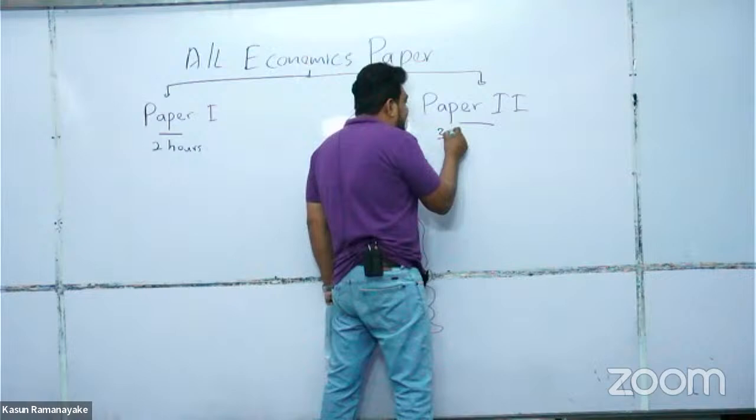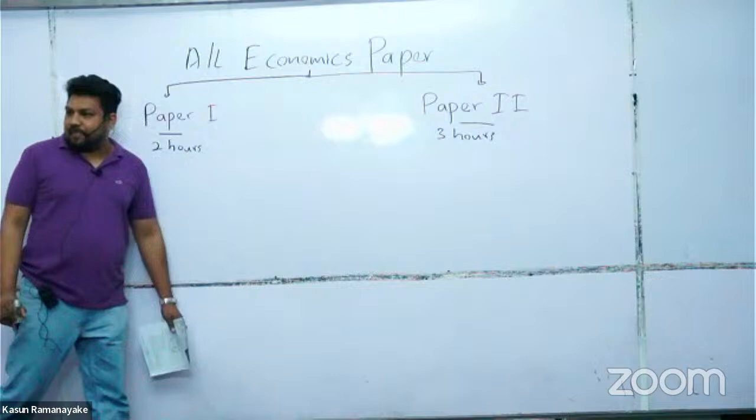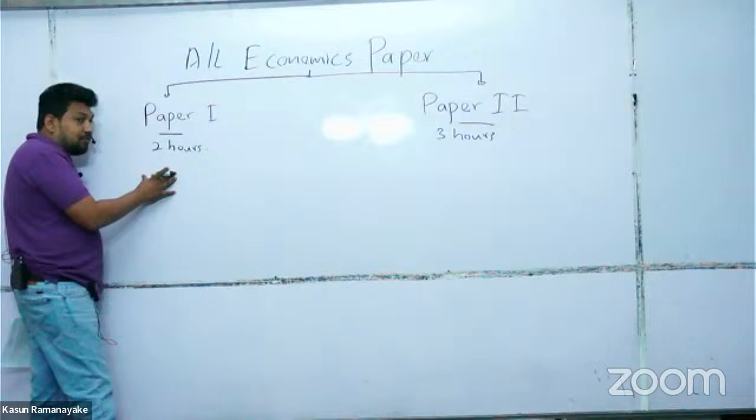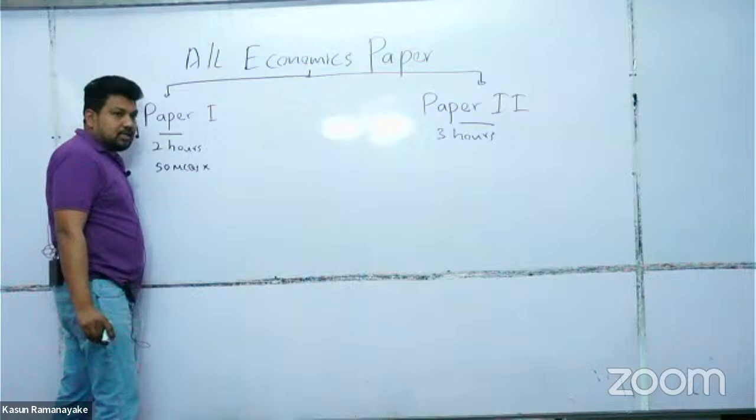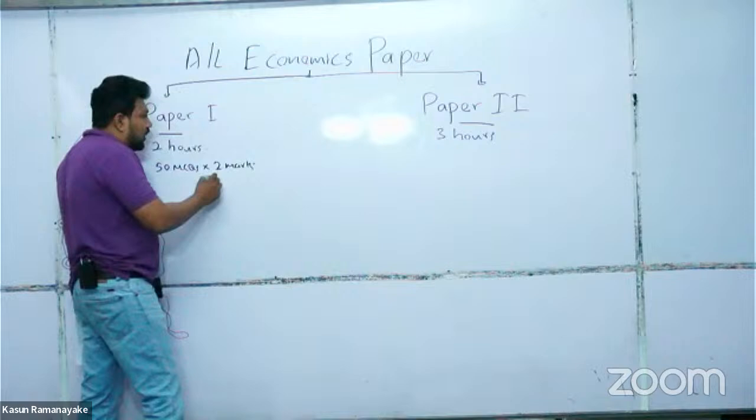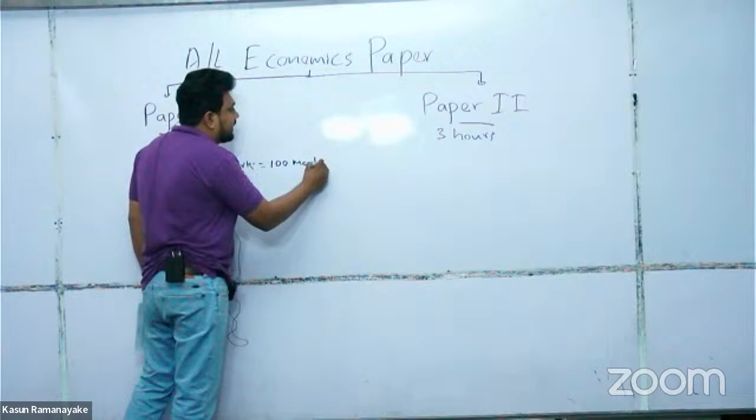In just two separate days. Clear? If you take paper one, there are 50 MCQs. For one question, how many marks will be received? 2 marks for one question. Altogether, how many marks in total? 100 marks are allocated. This paper has part A and part B.